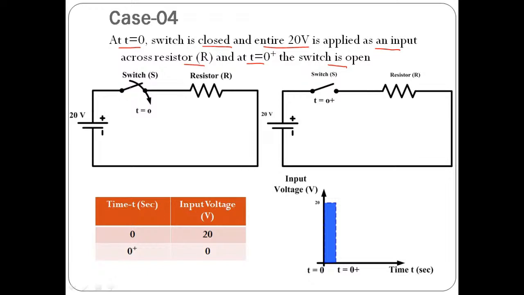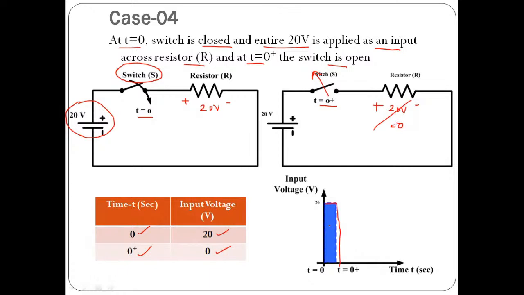What is the meaning of this? See here, at t equals to 0, we will close the switch. The moment we close the switch, this 20 volt input is going to appear across this particular resistor. And in the very next moment, at t equals to 0 plus, we will again open the switch. That means whatever voltage was appearing across this resistor, which was 20 volt previously, now this is going to be 0. See here, at t equals to 0, we apply the voltage 20, and the very next moment we open the switch. So voltage across the resistor is going to be 0. So the variation of input with respect to time is like this.